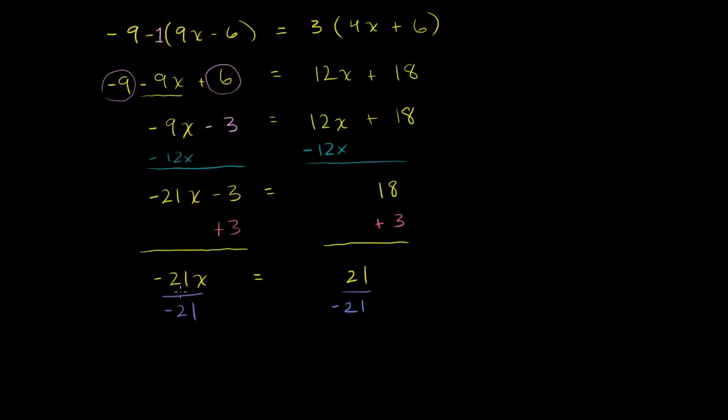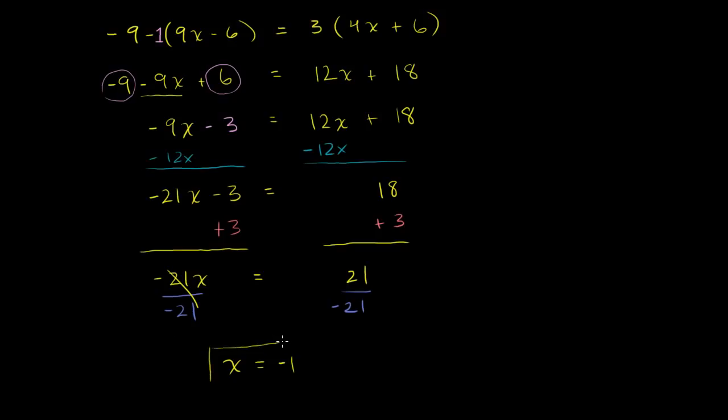On the left-hand side, negative 21 divided by negative 21, you're just left with an x. That was the whole point behind dividing by negative 21. And we get x is equal to, what's 21 divided by negative 21? Well, that's just negative 1. You have the positive version divided by the negative version of itself, so it's just negative 1. So that is our answer.